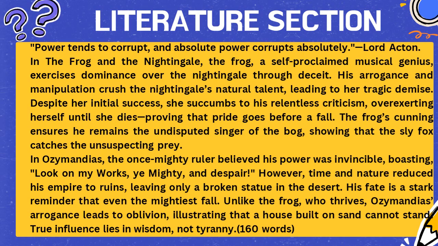You can see the first one has been started with a quote, power tends to corrupt and absolute power corrupts absolutely, and it is told by Lord Acton. Now you can see the first paragraph deals with the Frog and the Nightingale and the second paragraph deals with Ozymandias. And finally you can see the conclusion also. True influence lies in wisdom, not in tyranny. Right? And this entire answer has about 160 words. You can go through it leisurely.